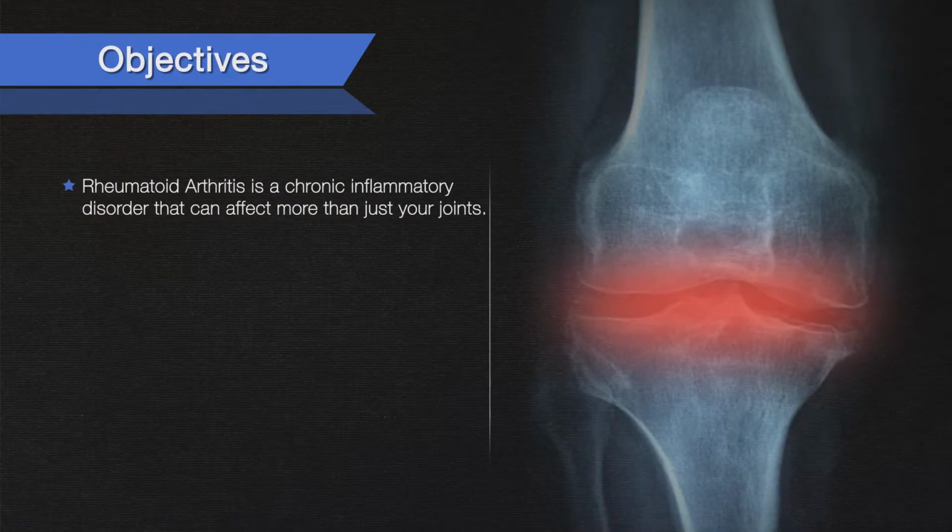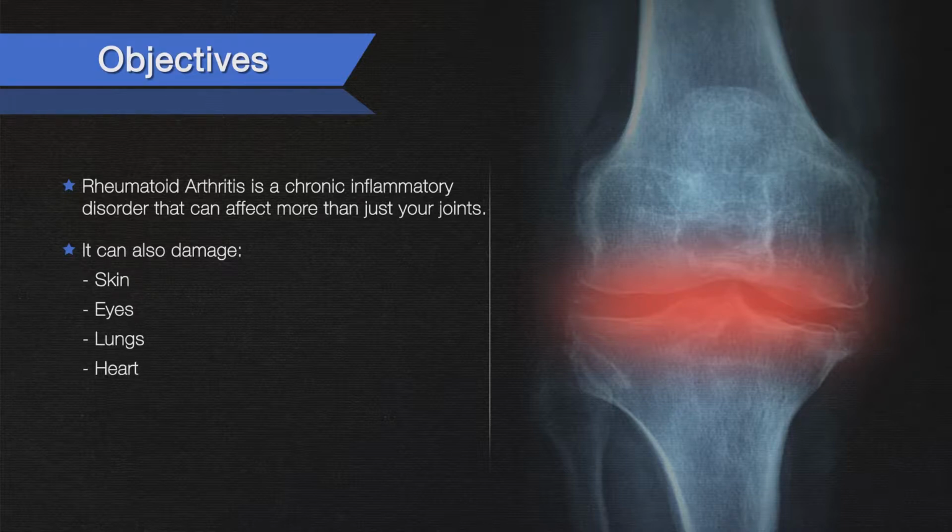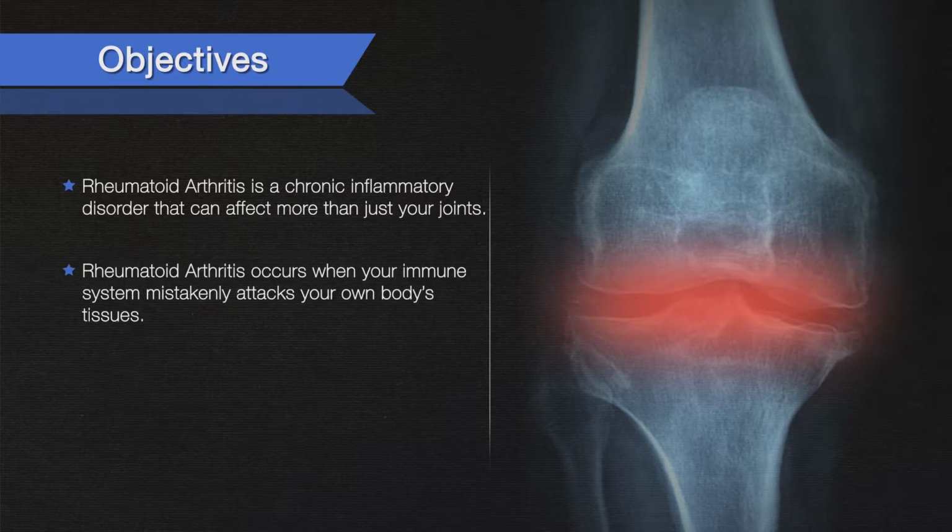Rheumatoid arthritis, also known as RA, is a chronic inflammatory disorder that can affect more than just your joints. In some people, the condition also can damage a wide variety of body systems, including the skin, eyes, lungs, heart, and blood vessels. An autoimmune disorder, rheumatoid arthritis occurs when your immune system mistakenly attacks your own body's tissues.